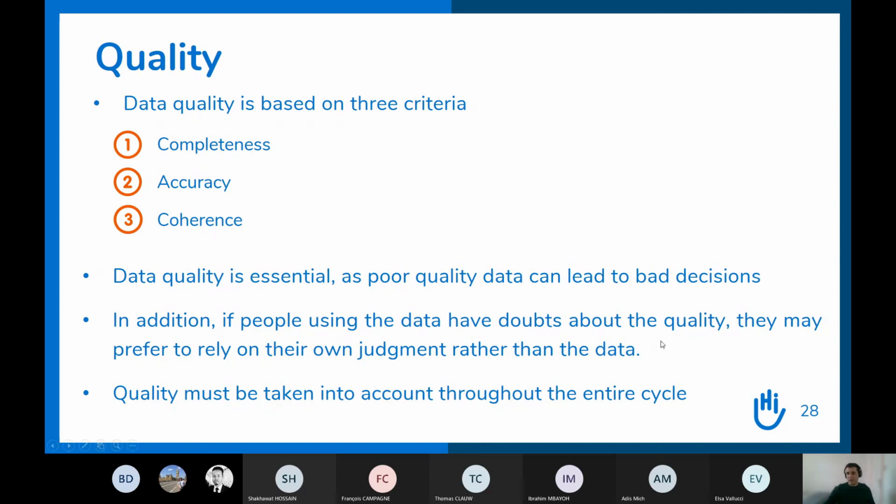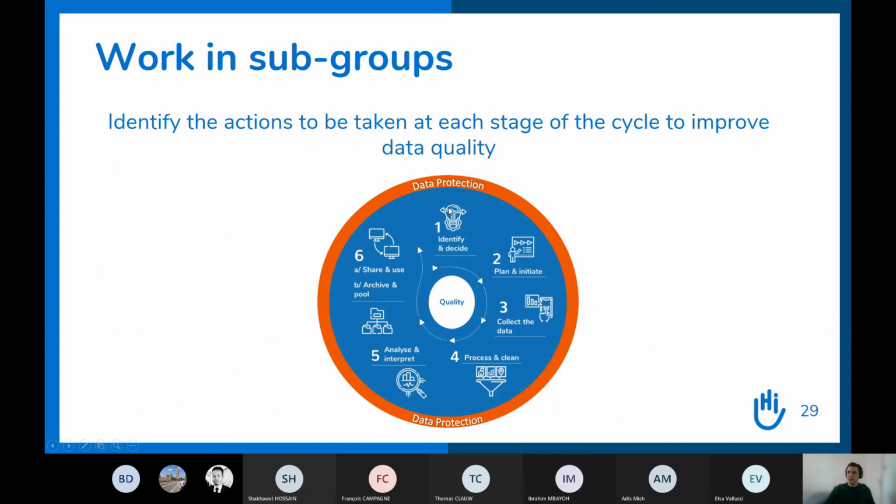And that's the last point. I already said it, but data quality has to be taken into account throughout the entire cycle. Okay, so now this exercise that I've been talking about for 20 minutes is finally coming.